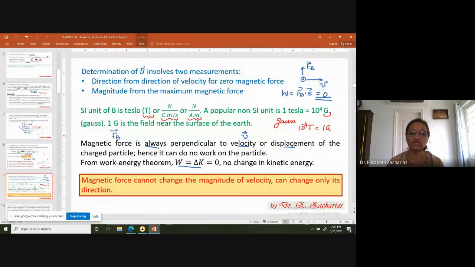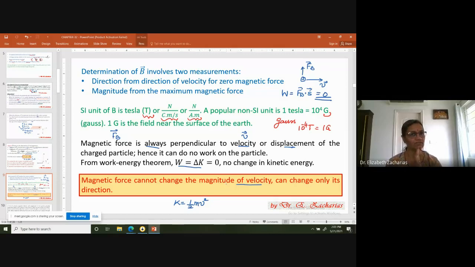Magnetic force cannot change the kinetic energy of a charged particle. Now, what is kinetic energy? Kinetic energy is half mv square. So you can also safely say that magnetic force cannot change the magnitude of the velocity. It can change direction, but it cannot change the speed of a moving charged particle, because the work done is 0, so the change in kinetic energy is 0.